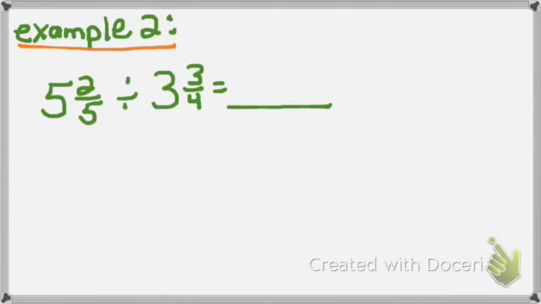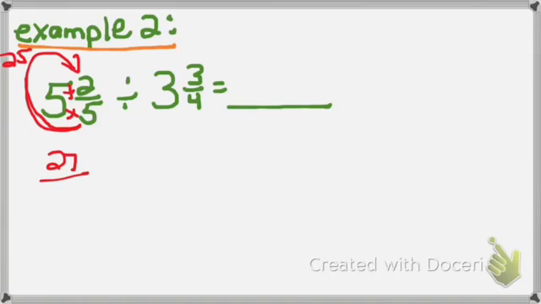I see that I'm dividing mixed numbers. My first step is to change them to improper fractions. So I'm going to do my arrow for change. I learned how to add before I learned how to multiply, and now I'll simply follow the arrow. 5 times 5 is 25. 25 plus 2 is 27. So I've turned 5 2/5 into 27/5 because my denominator stays the same.